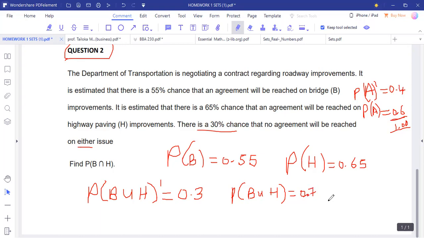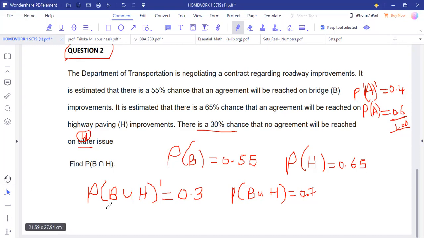So now, I'm sure you have understood the probability of B, 0.55, and the probability of H, 0.65. When they say either, it simply means they are looking at a union. When they say and, it means intersection. Are we together? If there's anyone behind, please let me know.